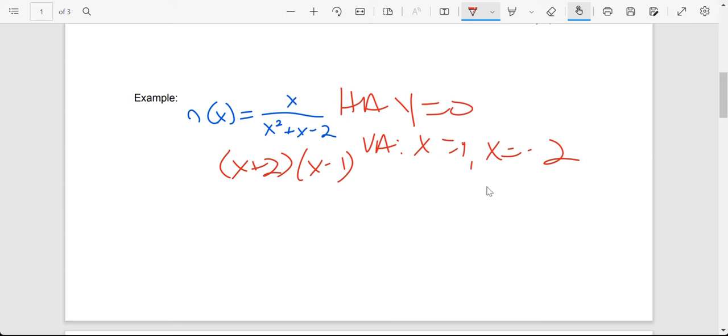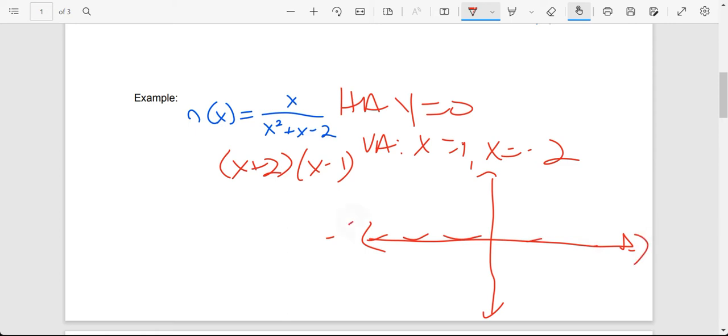So when you go to graph this, where's your HA? Y equal to 0. VA, x equal to 1, x equal to negative 2. So we need to figure out what's happening between them. So as we do, what's the intercept first off? Do we have an x-intercept? Yes, we do, at 0, 0.